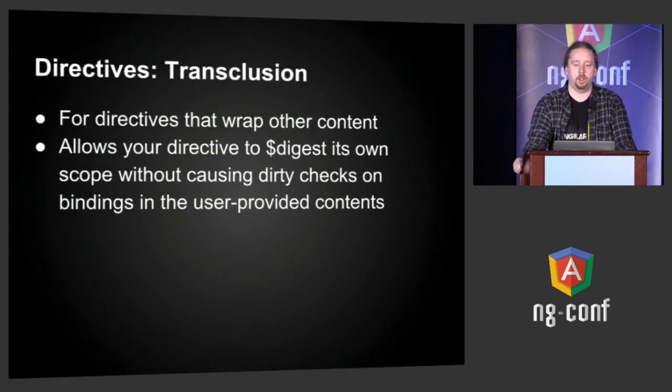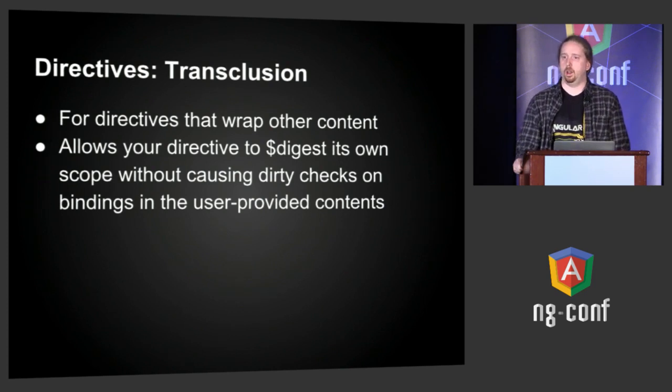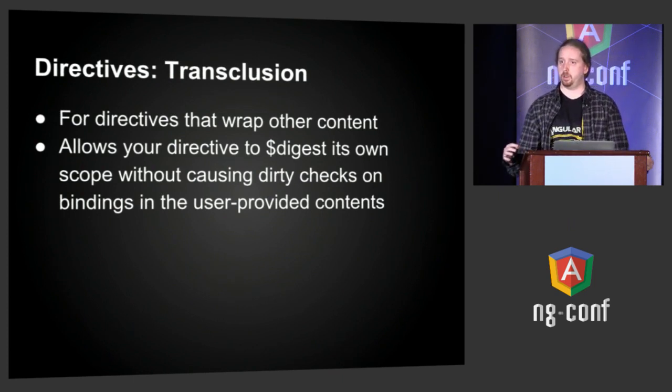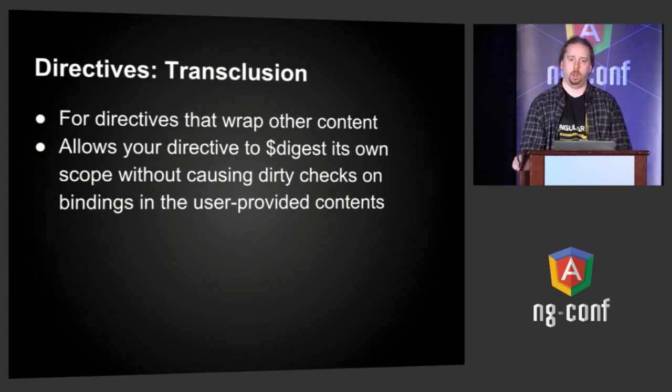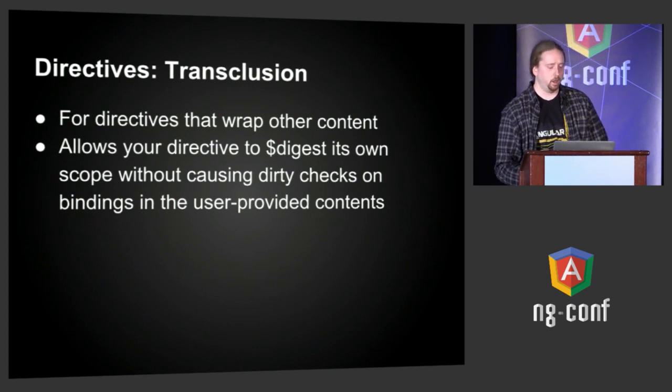So transclusion, again, not going to go in too deep, but it helps by keeping the scope in your directive limited, because if you have a local scope to your directive and you digest it, it will digest all of the descendants of that scope. So if you use transclusion, anything that your user put inside of your directive is not going to be part of that scope, so you won't pay the penalty for that.